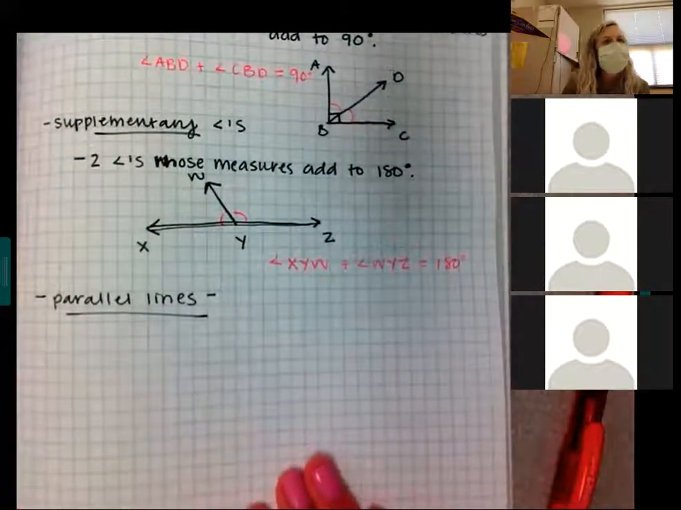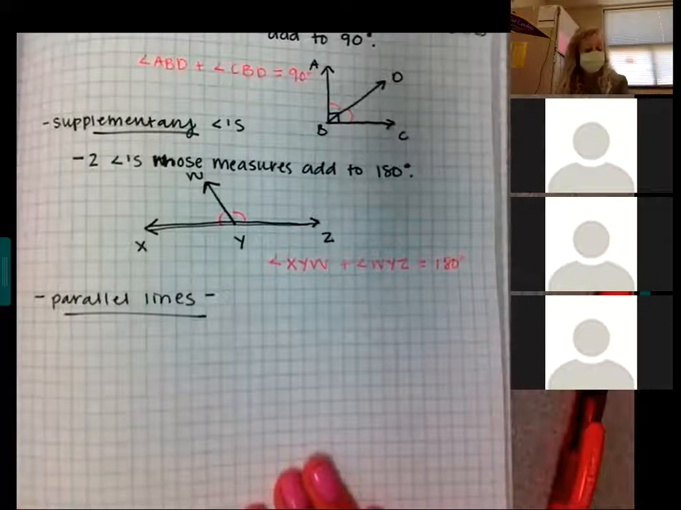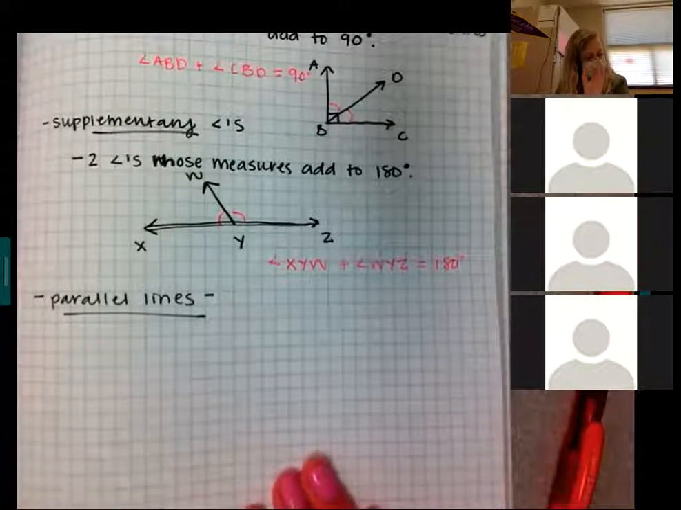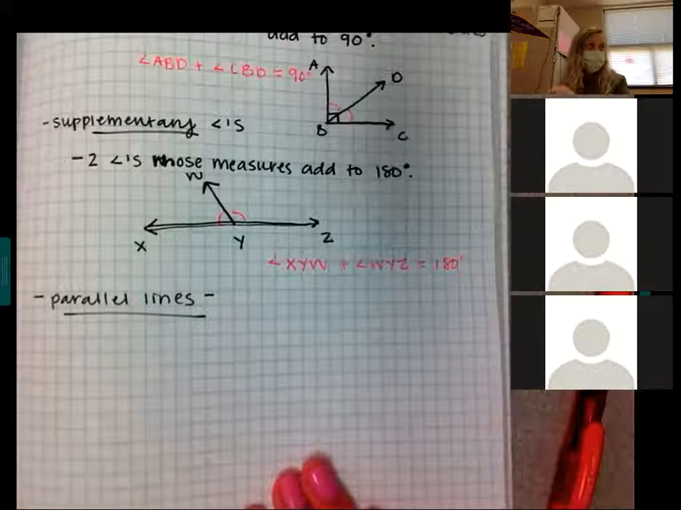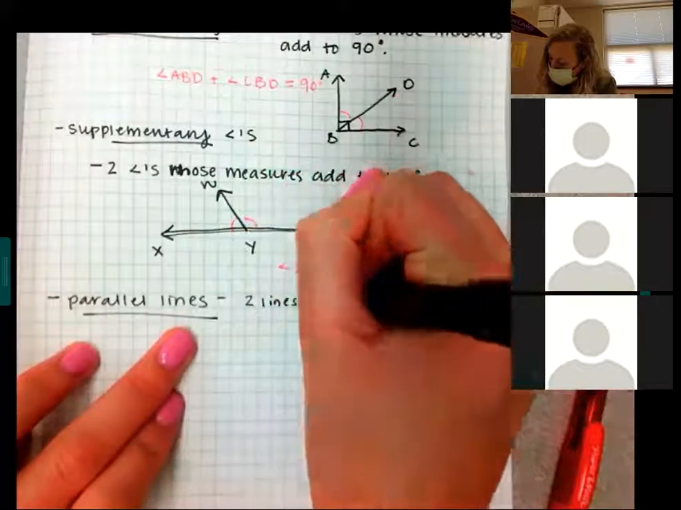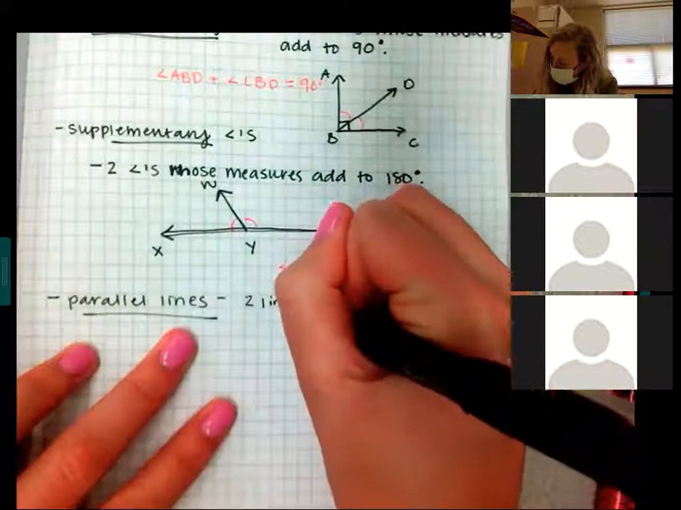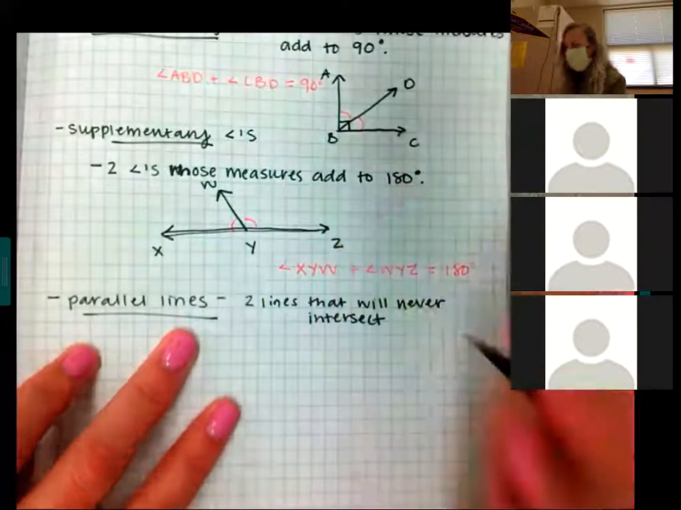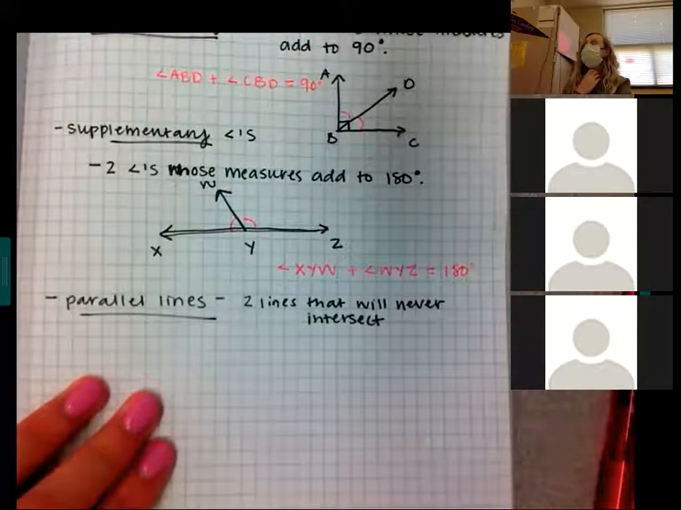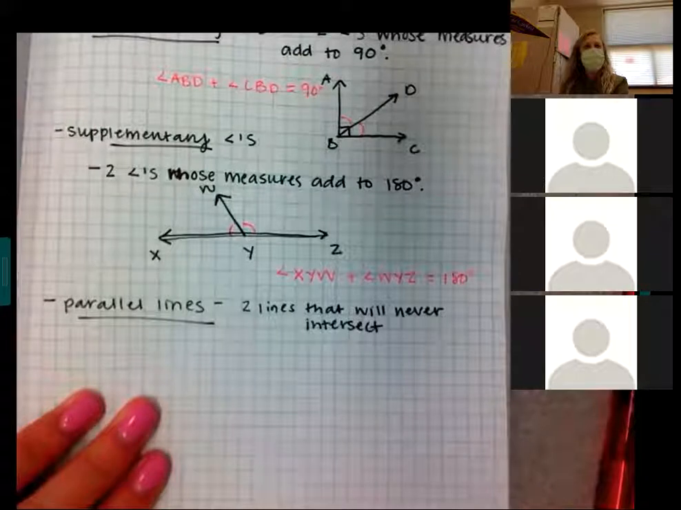All right, parallel lines. What are parallel lines? Good job. Two lines that will never intersect, right? Now, I love geometry because I get to use a bad word and I can't get in trouble for it, and it's fantastic. Haley's like, what are you about to do? You are crazy. Two lines that will never intersect.